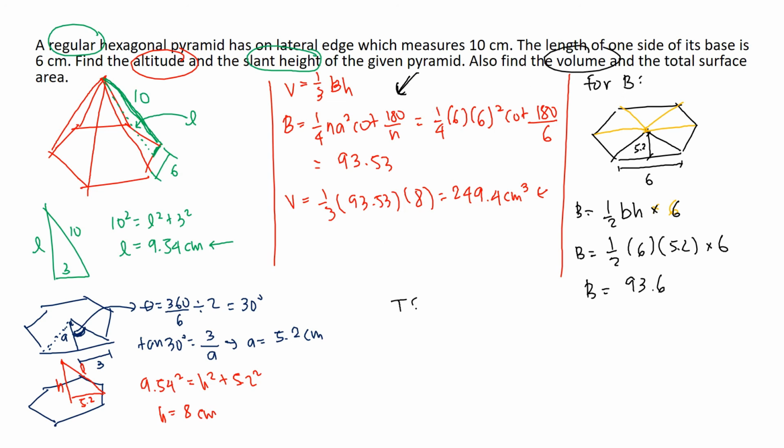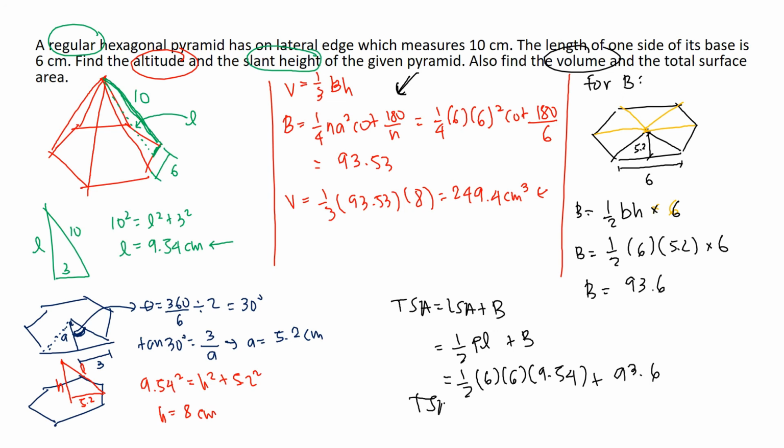So, total surface area na lang kulang. Which is just the lateral surface area plus area of the base. Pila ba yung lateral surface area na to? 1/2 perimeter times slant height. Plus the base. Pila man eh. 1/2. Pila yung perimeter ani class? 6 times 6. Ang slant height, 9.54. Imo ang base, kanang 93.6. So, total surface area is pila? Pasolve ko class. It's 265.3 centimeters squared. That is for the total surface area.